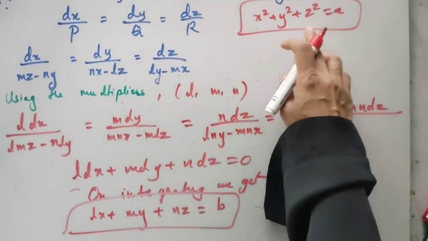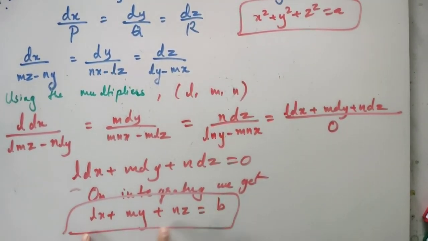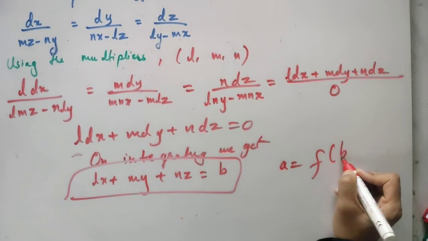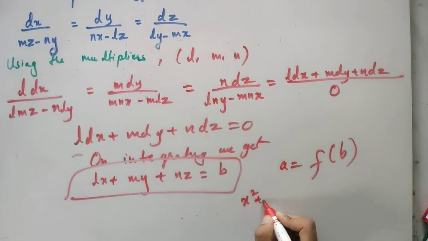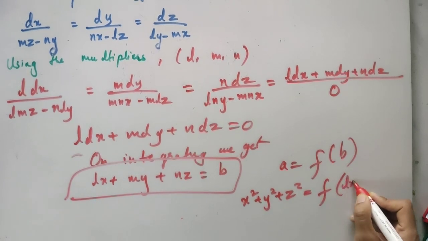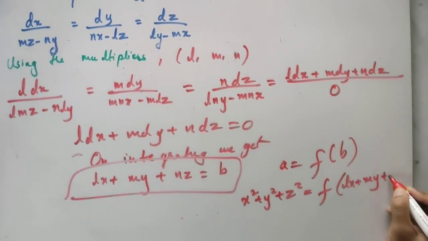X square plus y square plus z square is equal to a, and the next solution is this. So now I have to write the complete solution as a is equal to f of b. What is a? X square plus y square plus z square is equal to f of b, Lx plus My plus Nz. This is the complete solution of this problem.